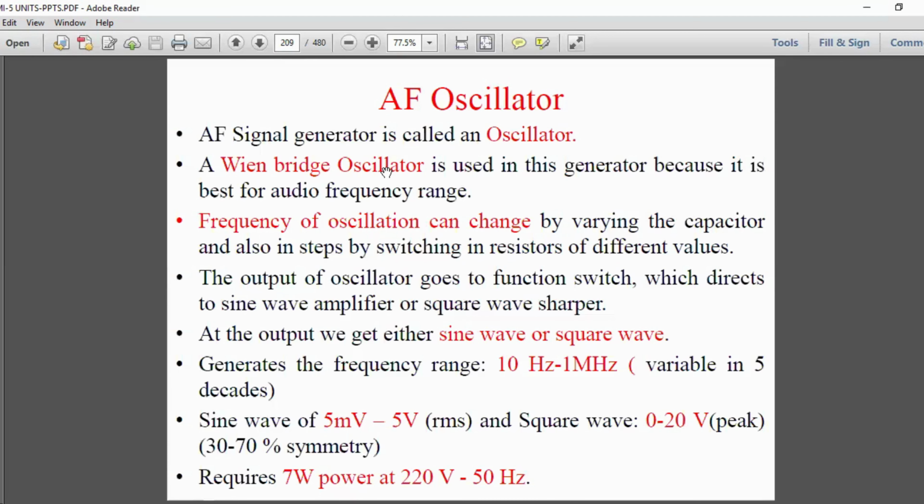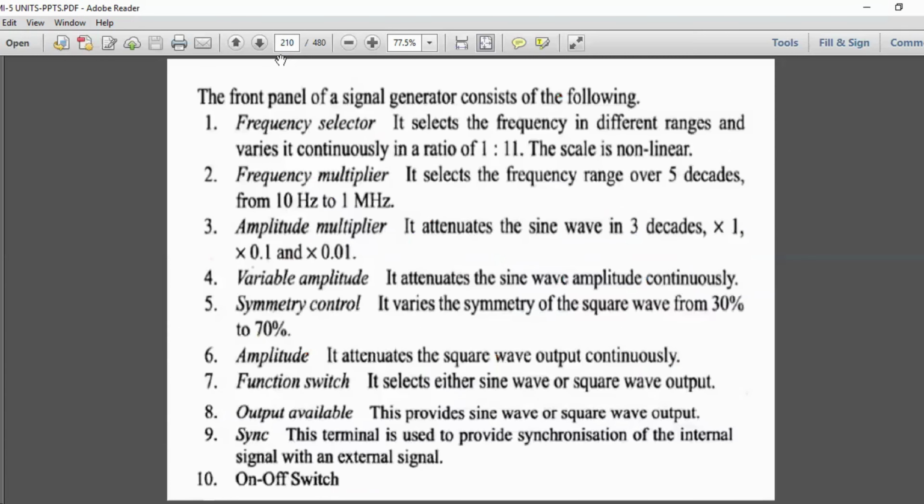It generates a frequency range from 10 Hz to 1 megahertz, variable in 5 decades. The sine wave output is 5 millivolts to 5 volts RMS, and the square wave is 0 to 20 volts peak, with 30 to 70% symmetry. It requires about 7 watts of power at 220 volts, 50 hertz.